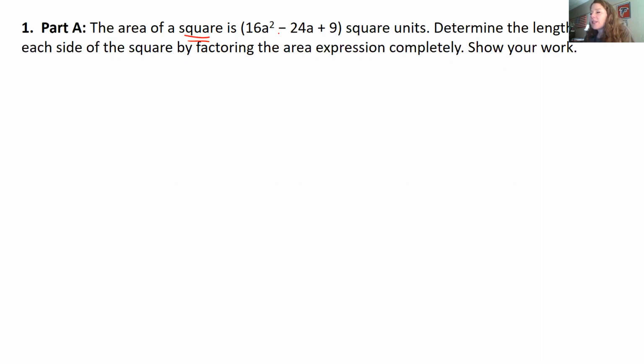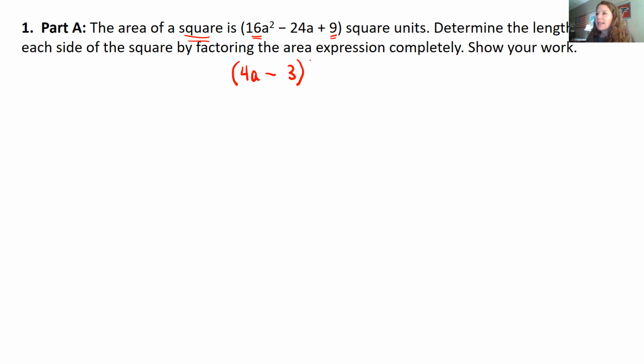So this looks like a perfect square trinomial. And I say that because the first and the last terms are perfect squares. So let's try finding the square root of those two numbers. So 16a squared, the square root of that is 4a. Square root of 9 is 3. So I need two numbers that multiply to give me positive 9, but add to give me negative 24.